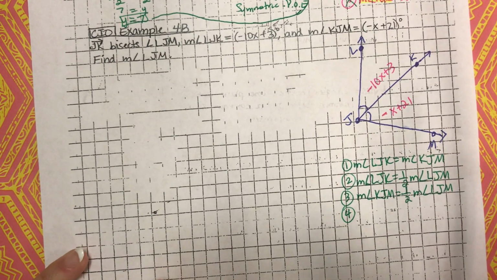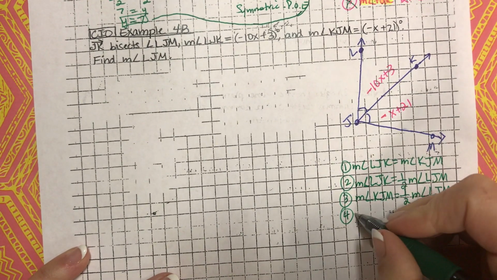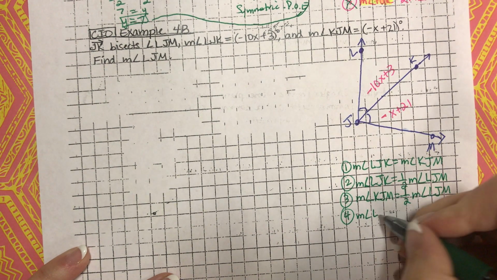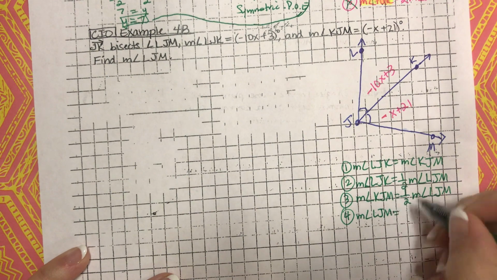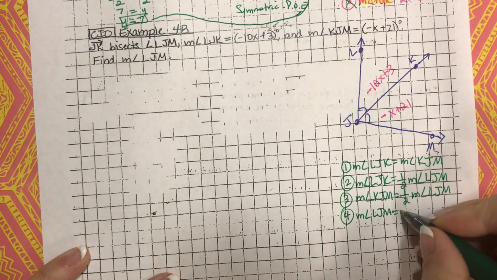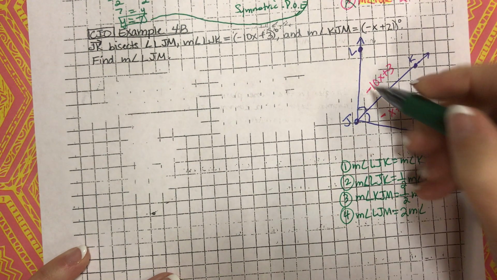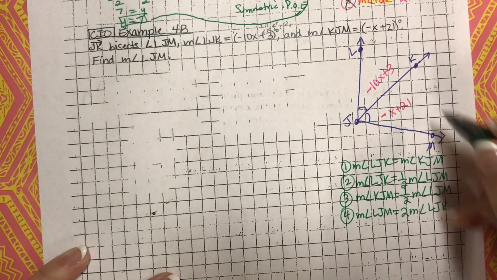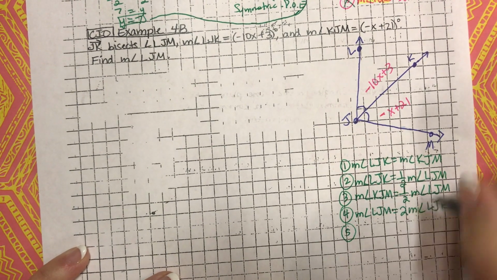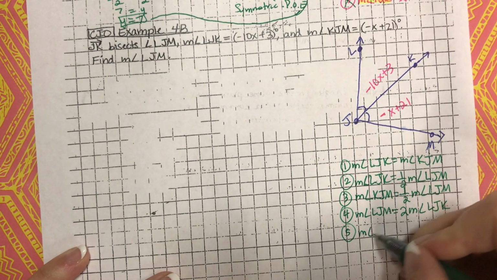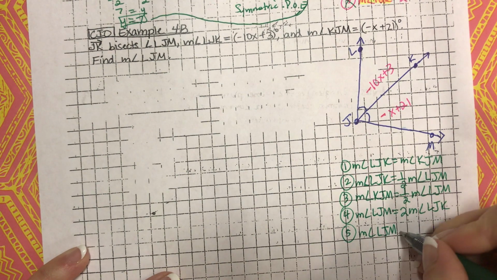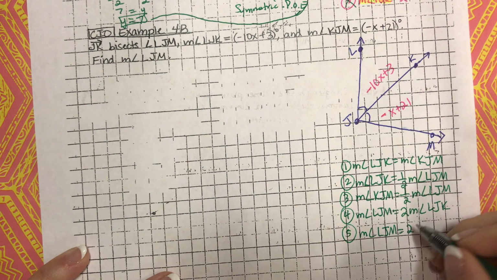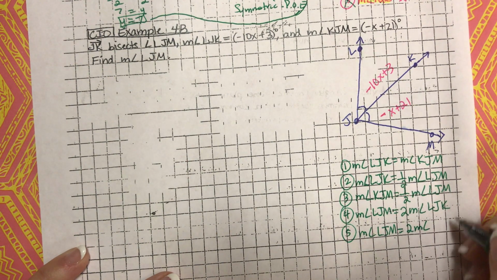All right, and then we're going to do the whole angle, the measure of LJM. LJM is equal to 2 of these, 2 times the measure of LJK. And then the pair for that one would be the big angle. The measure of angle LJM is equal to 2 times, 2 of these make up the whole one, which would be the measure of KJM.